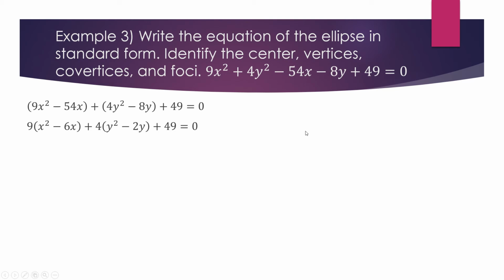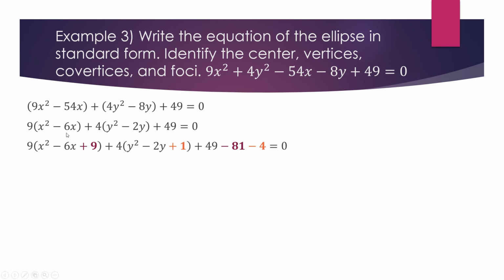And now we're going to complete the square with each set of parentheses. And remember, with completing the square, we're going to take our b value, so the number in front of your linear terms, in front of the x term here, in front of the y term here. You're going to divide it by 2 and then square it, and that'll be what you add inside the parentheses.